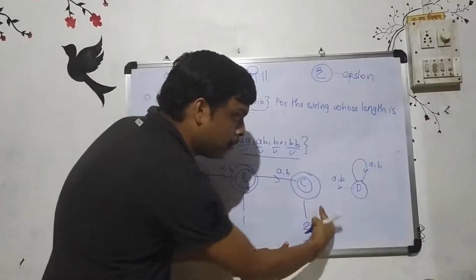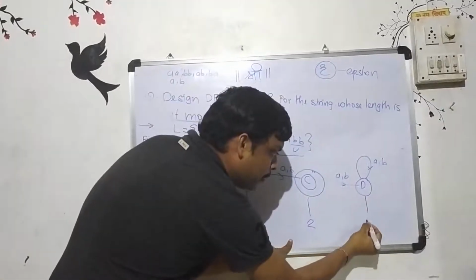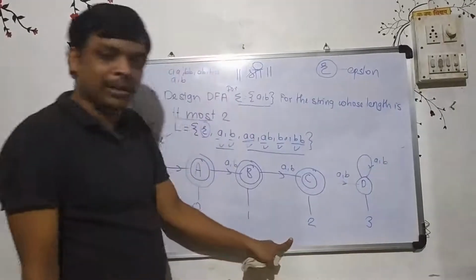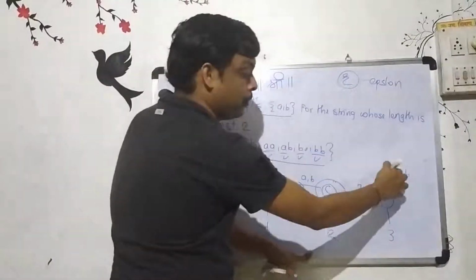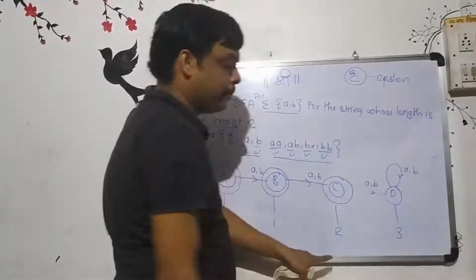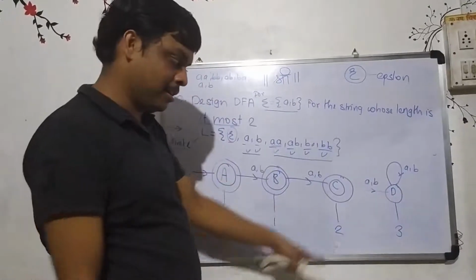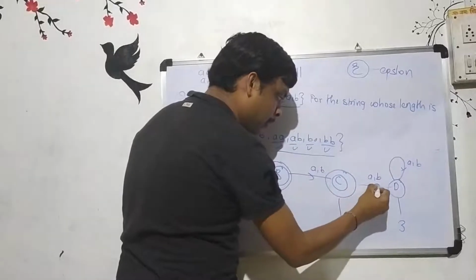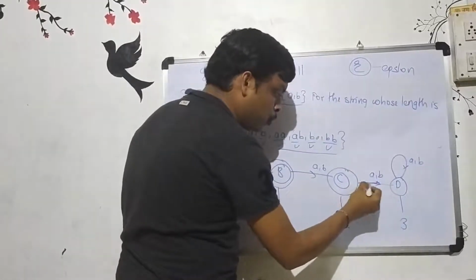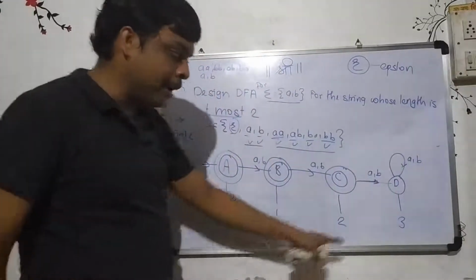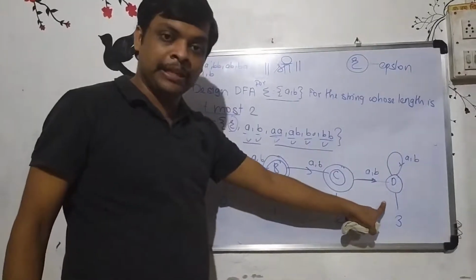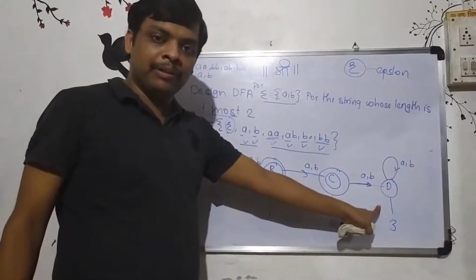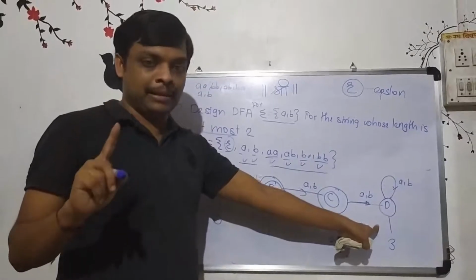But if you add one more state, then this state will represent what? Strings with length 3 and more than 3 because of this loop. So all such possibilities we have to discard. Okay. So to make this particular DFA complete, we have to add this D state as well, the dead state. This type of state we have already discussed in our first example as well.